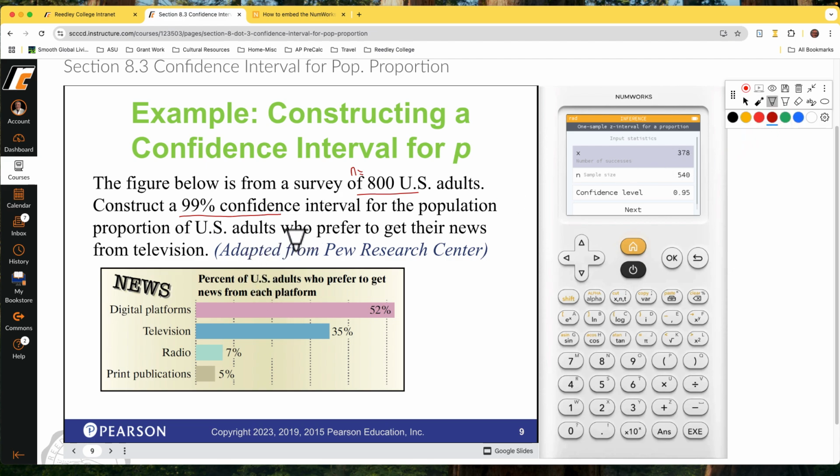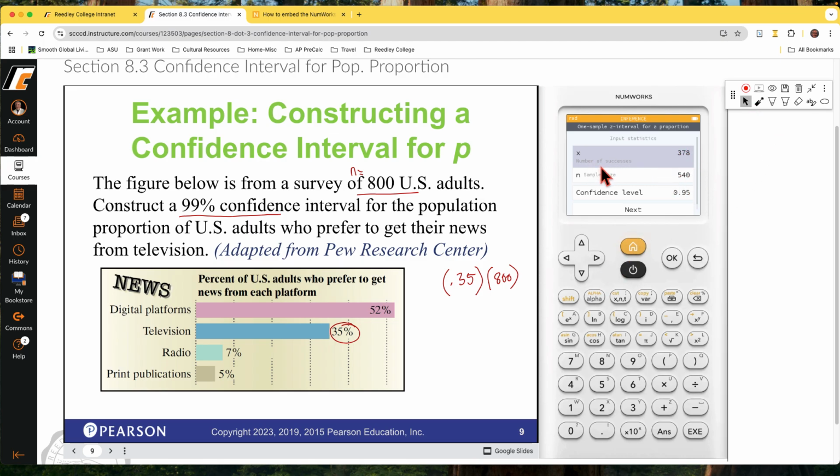Okay. For the population proportion of U.S. adults who prefer to get their news from television, that's 35%. Notice they give us really p-hat, it's 0.35. But the calculator does not give us a place to put in 0.35. So what do we do? Well, this is where we have to do a little bit of calculating on our own. We are going to take 35% of 800. We're going to multiply those two together, and that would tell us how many people prefer television.